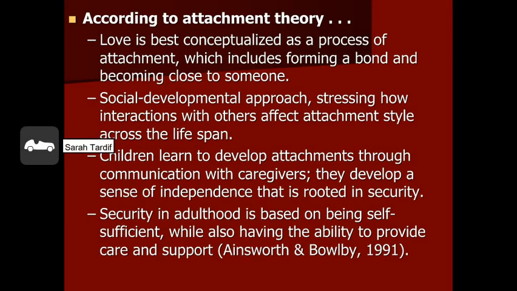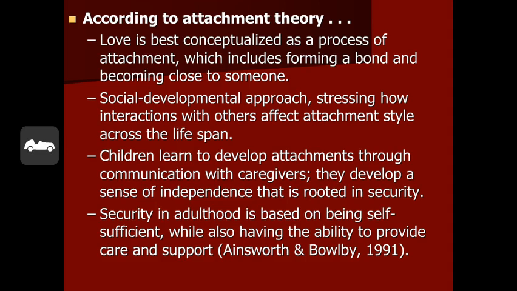According to attachment theory, if we zoom out and want to just lay the groundwork for the big takeaways, attachment theory would say that love can be conceptualized as a process of attachment, that the way that we feel love, the way that we experience love, includes forming a bond and becoming close to someone. And the way that we form that bond and the way that we understand closeness is going to be influenced by our attachment style. It is a social developmental approach. So it's saying that we learn how to love other people.